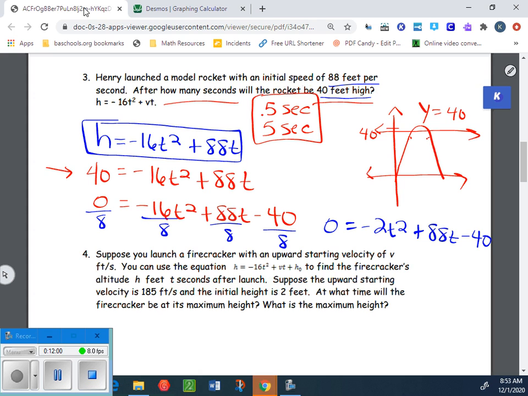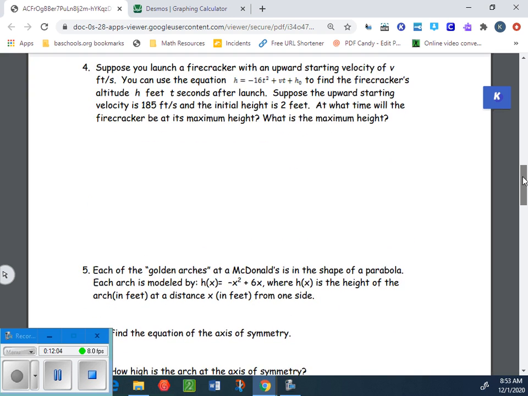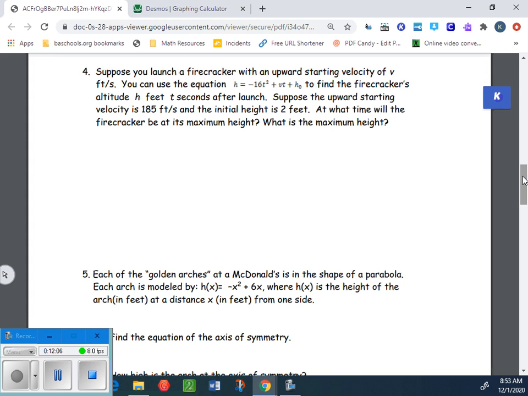Okay, all right, let's look at this. Suppose you launch a firecracker with an upward starting velocity of v feet per second. You can use the equation that they've given us, the h naught, to find the firecracker's altitude t seconds after launch. Suppose the upward starting velocity is 185 feet per second and the initial height is 2 feet. At what time will the firecracker be at its maximum height? What is the maximum height?